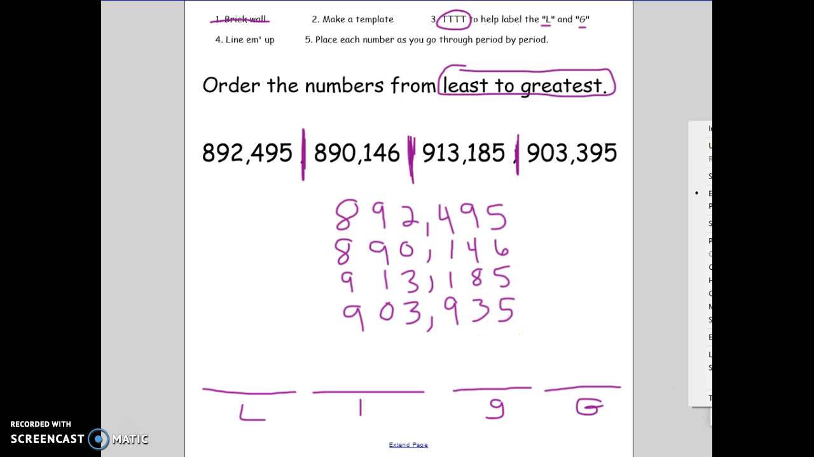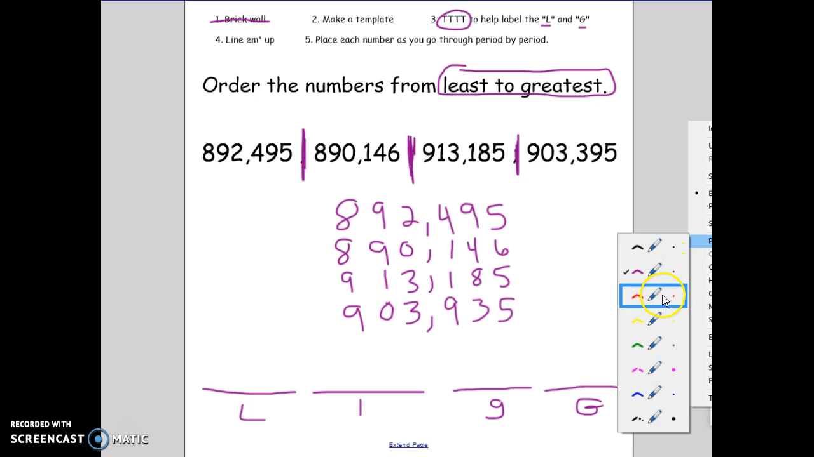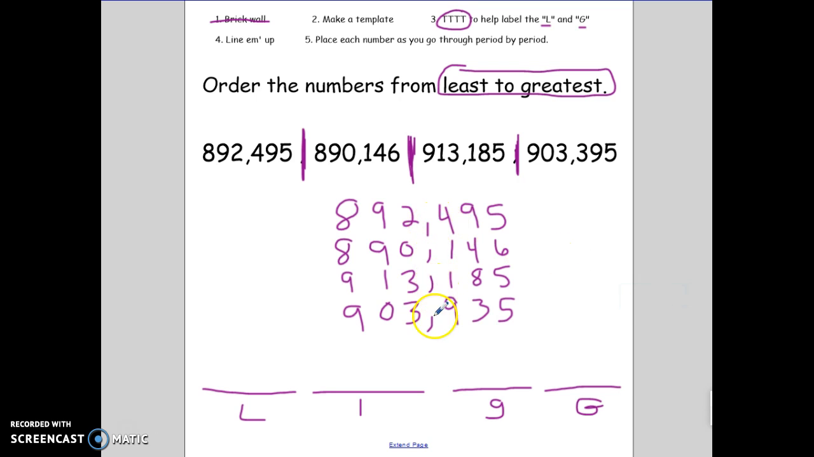Honestly, guys, one of the things that I've noticed is sometimes our comma can look like a 1. And so what I like to do, honestly, is draw a line down to separate my periods. And that's not going to do nothing more than help my eyeballs focus a little bit. So now we're going to start on the left-hand side, and we're going to go period by period. And I'm paying attention.